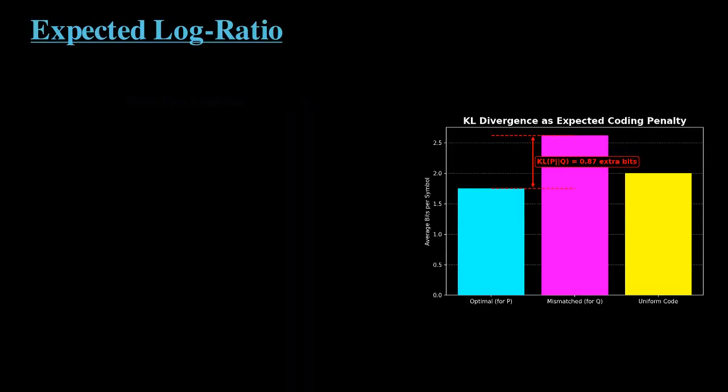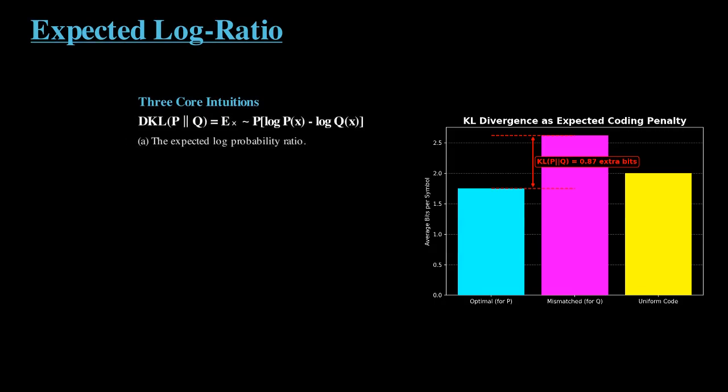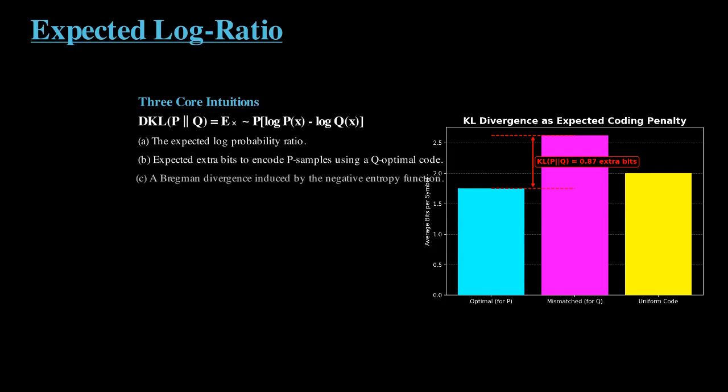There are 3 core intuitions for the KL divergence. First, it's the expected value, under P, of the log ratio of the probabilities. This is the log of P(x) minus the log of Q(x).